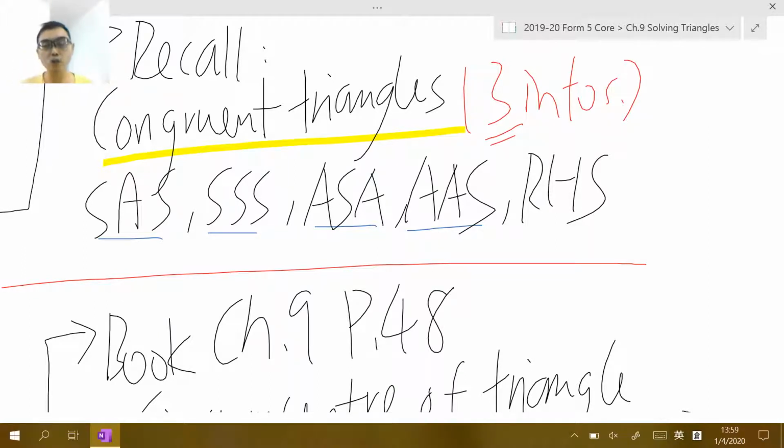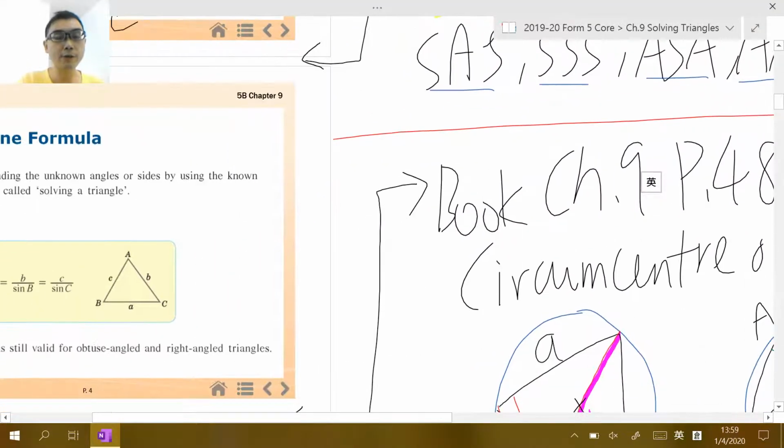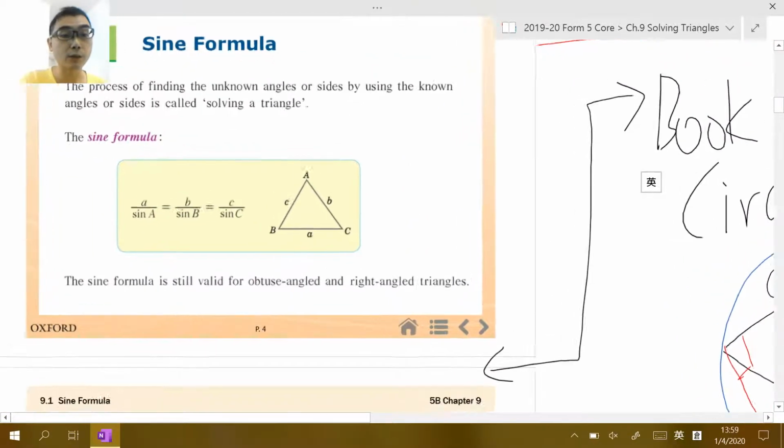Because in this chapter, you should always be able to find 3 pieces of information given in the question in order to find the other things. That means you should always use 3 pieces of information when you write any step to solve the problem. So this is one more thing you need to review before you learn the sine formula. If there is no problem with this, then we will go to the formula.